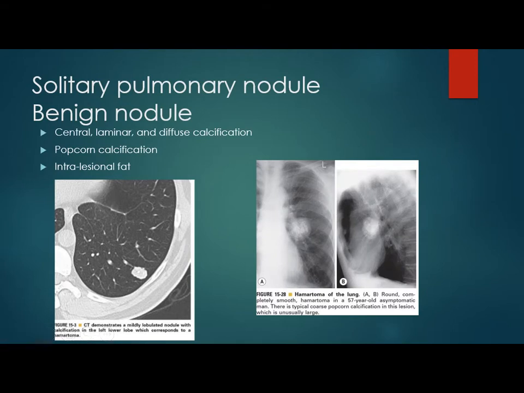We have solitary pulmonary nodule. Nodules are the most common finding, and we have many types, either benign, intermediate, or malignant. But we have some features. Benign nodules have features like central, laminar, and diffuse calcification, or popcorn calcification, or intra-lesional fat. Here there's a nodule with calcification, and here also on this chest X-ray. Also, there is a soft tissue nodule with popcorn calcification, and these two cases are hamartoma.